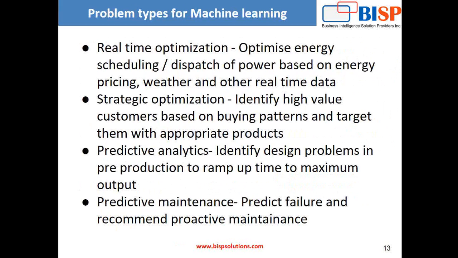Let me put it like this. Second is strategic optimization. That's one more problem type. You want to identify high-value customers based on their buying patterns and target those products much more specifically for those customers, which is a strategic thing: you think this customer will buy, and therefore that's a strategic pattern. The third is predictive analytics. You identify design problems in pre-production in the manufacturing to ramp up the maximum output. You identify it much before it goes into production.